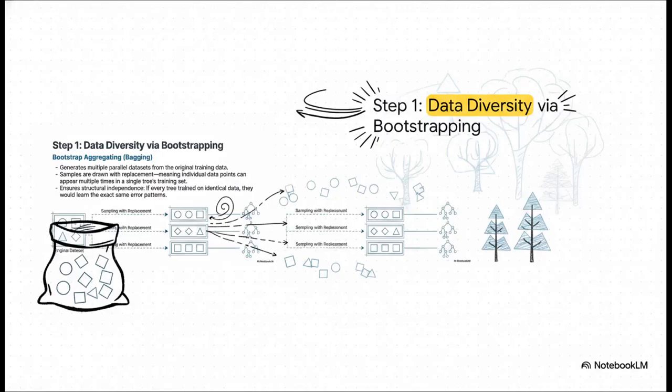Let's look at step 1. Bootstrapping, which is also known as bagging, is how we get data diversity. The algorithm samples the original training data set with replacement. That means individual data points can pop up multiple times in one tree's training set, but be completely absent from another's. It's generating parallel data sets so no 2 trees are ever looking at the exact same picture. This guarantees structural independence so they don't learn identical error patterns.